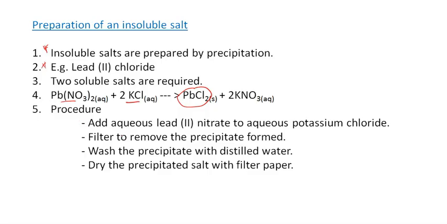So the procedure is we add aqueous lead(II) nitrate to aqueous potassium chloride, and what we will get is a precipitate. So we filter to remove the precipitate formed, we wash the precipitate with distilled water, and we dry the precipitated salt with filter paper. Now, this is a typical examination question, and you have to be able to state the steps as to how to prepare the salt.